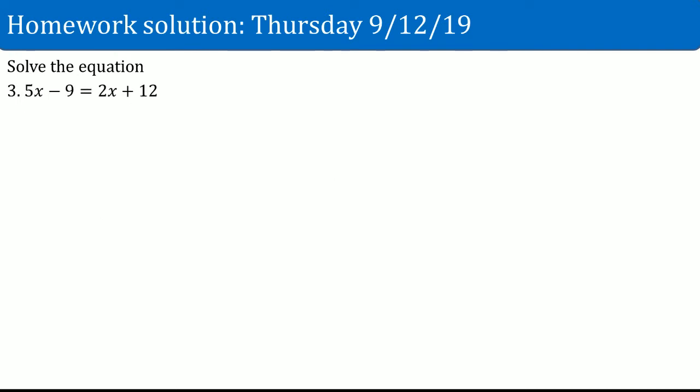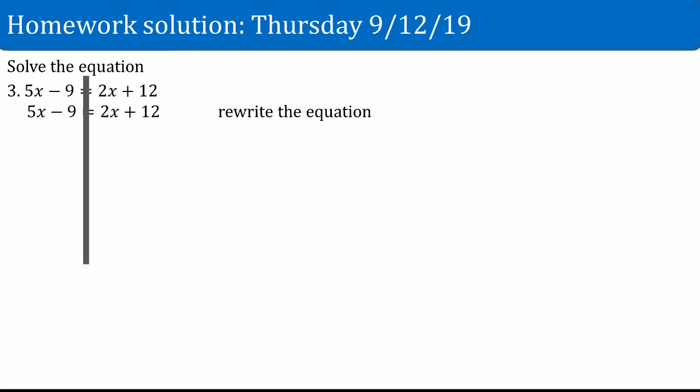Okay, number 3. You have 5x minus 9 equals 2x plus 12. First, we write down the equation and draw a line straight down. Notice that there are variables on the left-hand side and the right-hand side. We have to do something to get the variable on one side. We always ask that question, which is the smallest one? Because we only want to move the smallest one. So what is smaller, 5x or 2x? 2x is the smallest one.